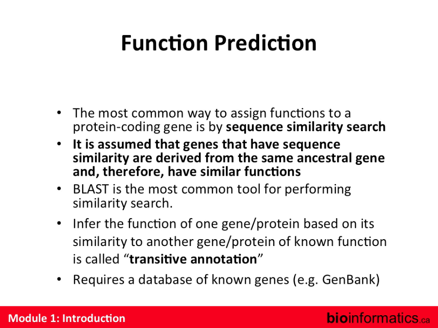BLAST is the most common tool for performing this analysis. You infer the function of one gene or protein based on its similarity to a gene or protein of known function, and this is called transitive annotation. You didn't actually study the function of the gene that you sequenced, but you infer its function from another gene that has been annotated in the database. This, of course, requires a database such as GenBank or SwissProt and so on.